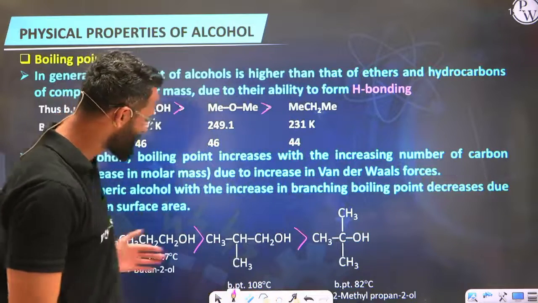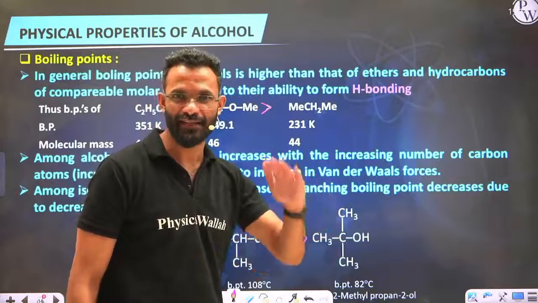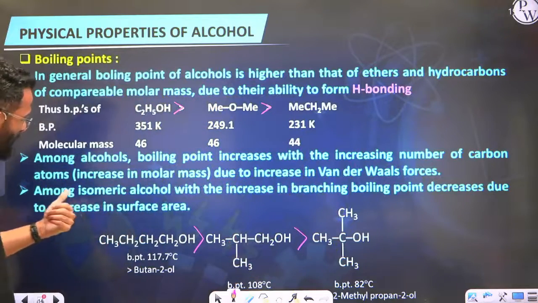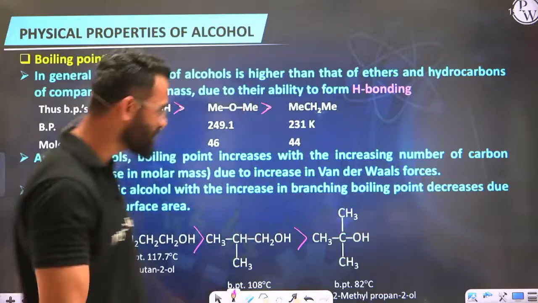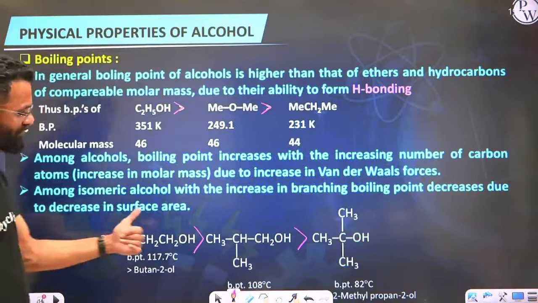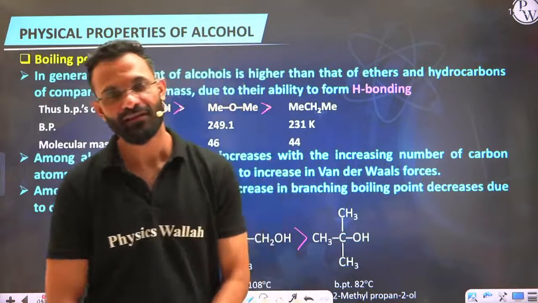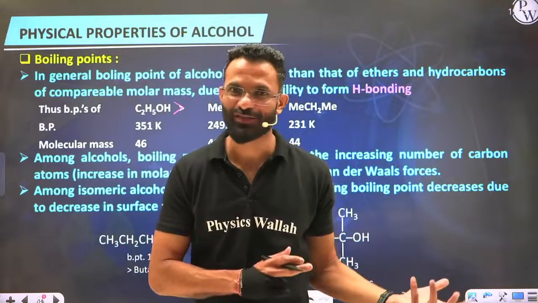So as the branching increases, the molecule becomes more compact, surface area decreases, and boiling point also decreases. And that's what we have mentioned: among isomeric alcohols, with the increase in branching, boiling point decreases due to decrease in the surface area because molecules are becoming more and more compact. So guys, that was all about boiling points. We are going to solve some questions on this.